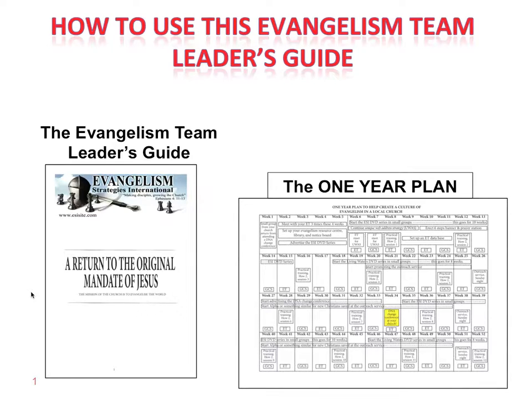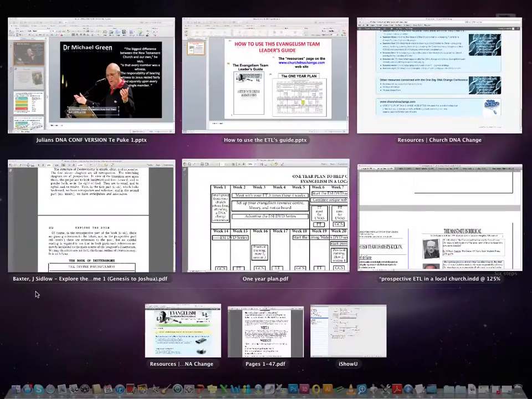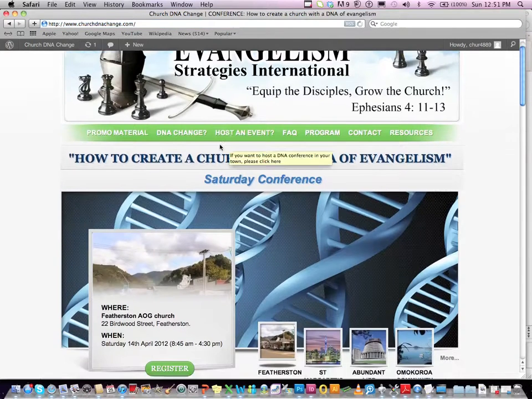And also the one-year plan. I'm going to show you where to download that as well. Now they both come off this website, on the resources page of www.churchdnachange.com. So let's exit out of here, go to churchdnachange.com, go to the home page. This is what you're going to see on that website as the home page.